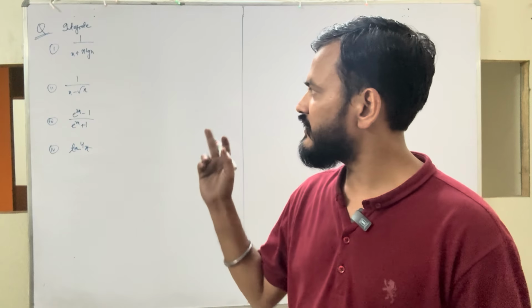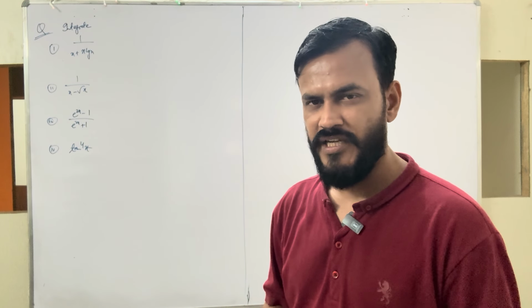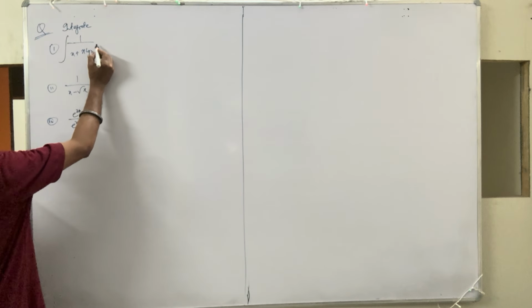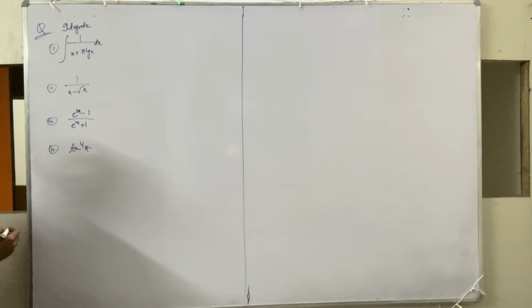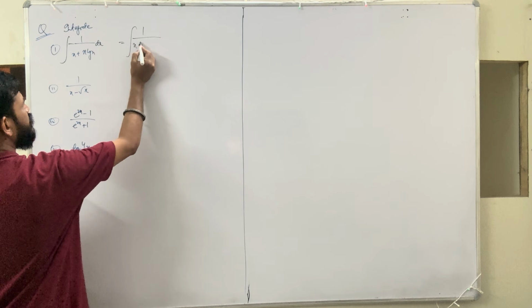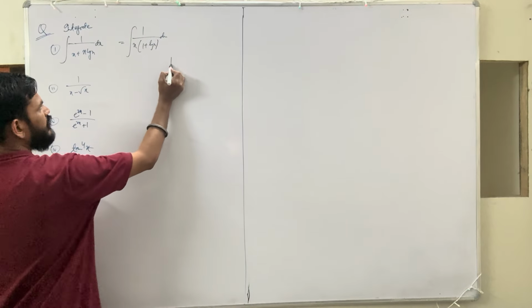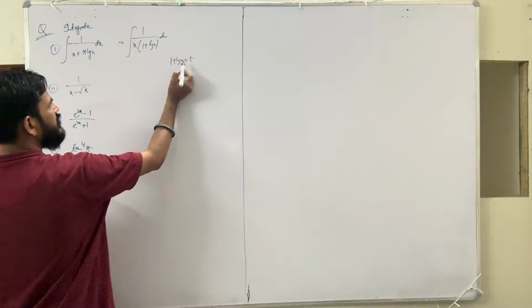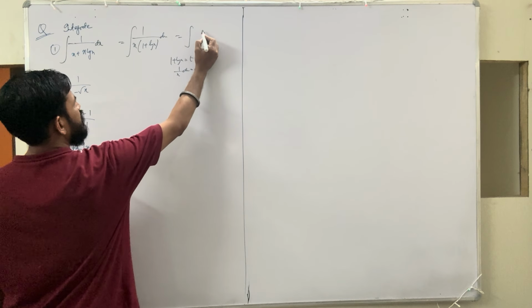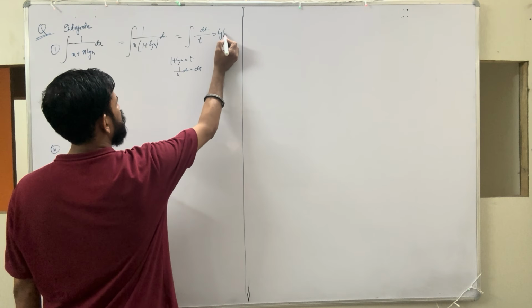If we go to integration, there are a few integral problems which are tricky and may come in the exam. The first one is integration of 1 by x plus log x. So what we need to do, we need to take x common, 1 plus log x dx. Now we take 1 plus log x equal to t, so 1 by x dx becomes dt. So your I becomes dt by t, and it will be log t plus c.